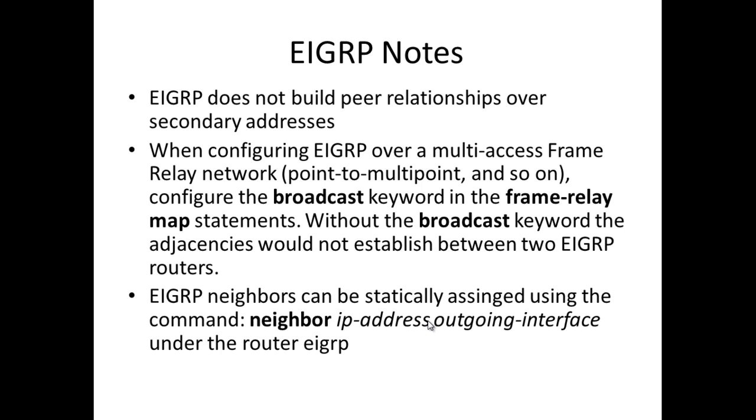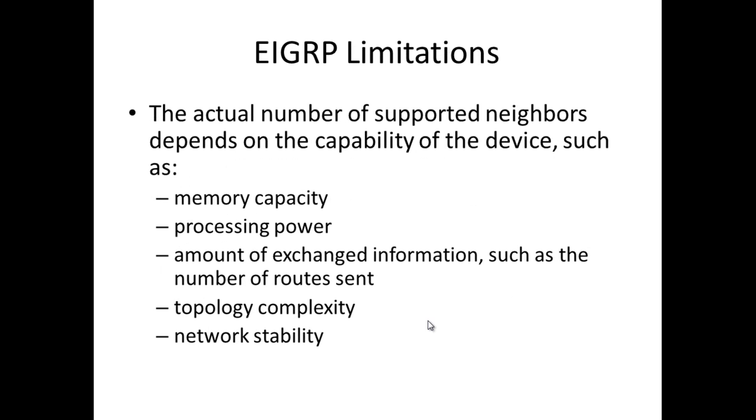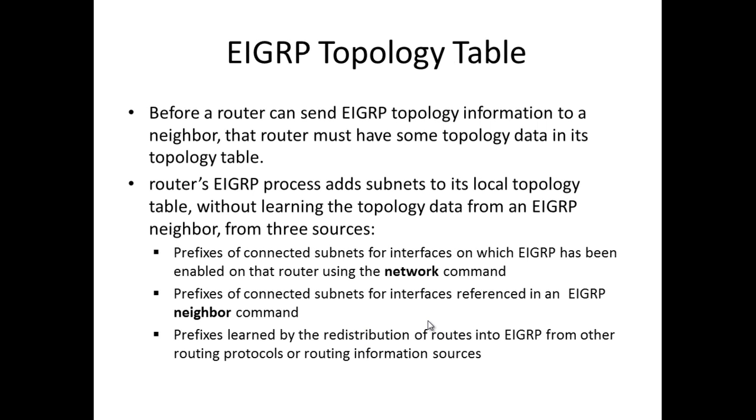EIGRP neighbors can be statically assigned, as I stated before, using the command neighbor and then the IP address of the neighbor and the outgoing interface under the router EIGRP. What's the limitation? Actually, there is no real limitation for EIGRP or the number of routes it can hold, but it depends on the device itself, such as the memory capacity, the processing power, amount of exchanged information, number of routes sent, topology complexity and network stability.